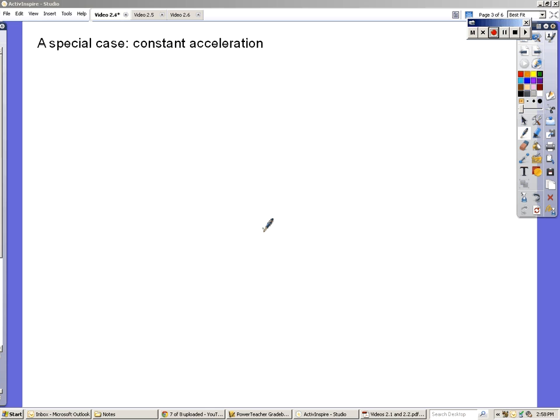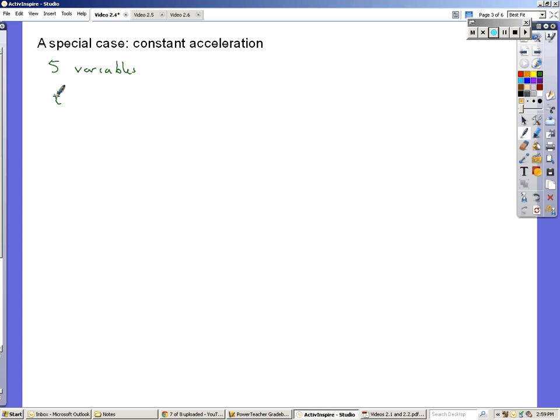We want to deal with the special case called constant acceleration. You did all kinds of problems about this last year, so you know the kinematic equations. We're going to derive them via calculus. Actually, we're not going to yet because we don't know the antiderivative. But you do remember that if the acceleration is constant, there's really only 5 variables.